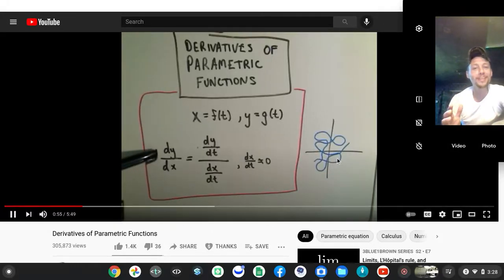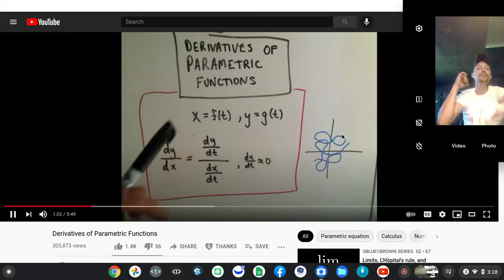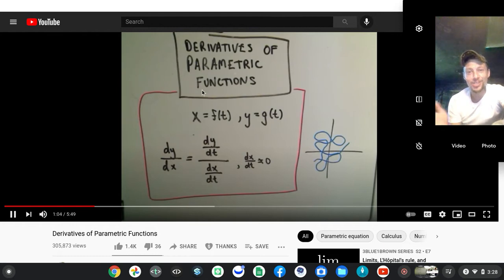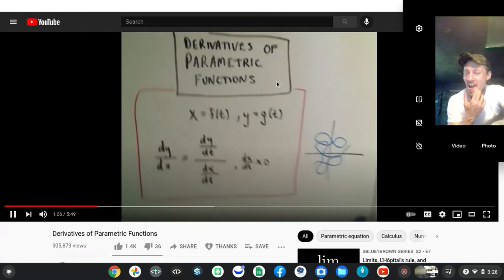And you can basically break this up using the chain rule. It says if you wanna figure out the derivative of y with respect to x, all you do is calculate dy/dt divided by dx/dt, assuming the derivative of x with respect to t is not 0.